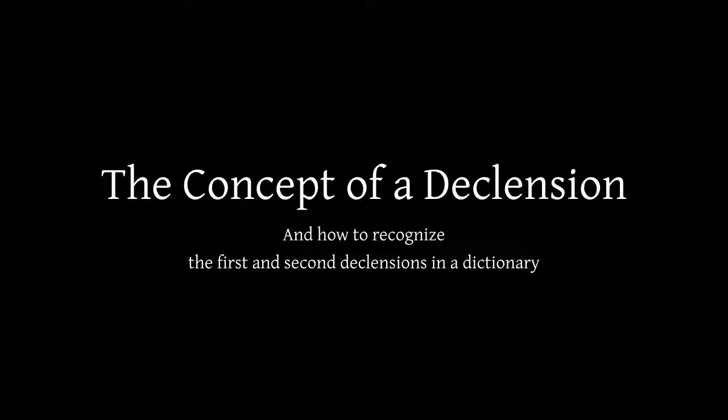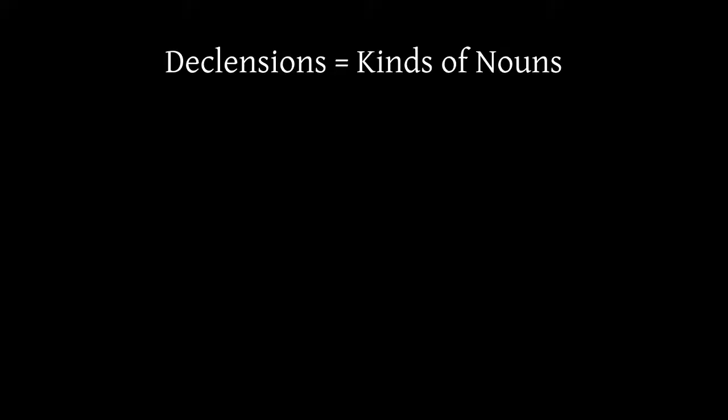So this video is about the concept of declension. Declension is a mode of inflection in Latin that is applied to nouns, adjectives, and pronouns. This video explains the concept of declension, lists the 5 declensions in Latin, and tells you how to find first and second declension nouns in a Latin dictionary.